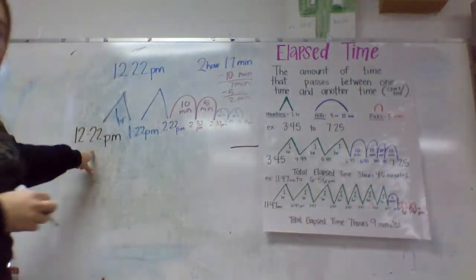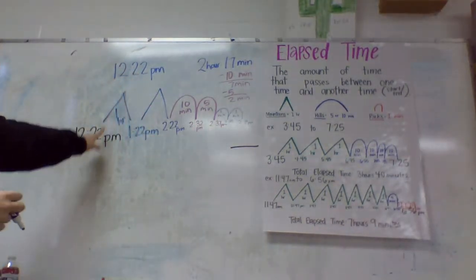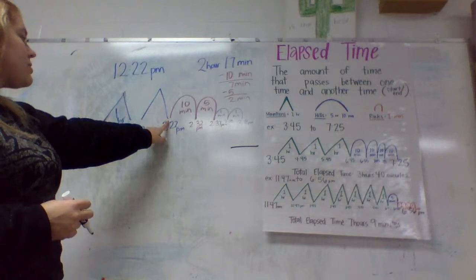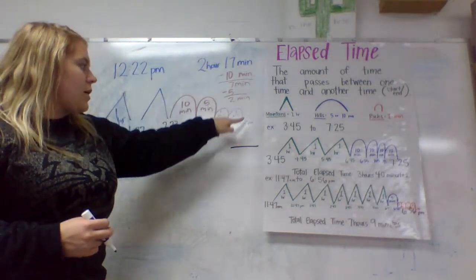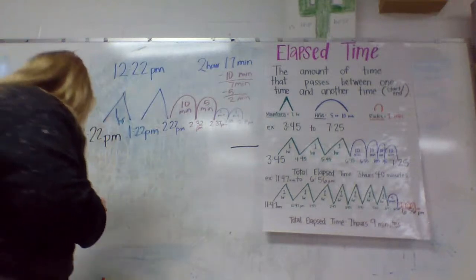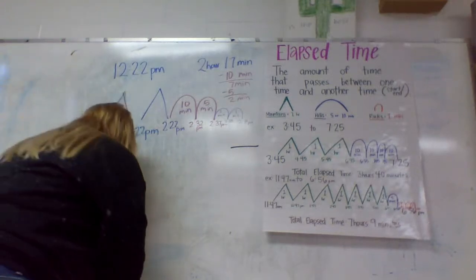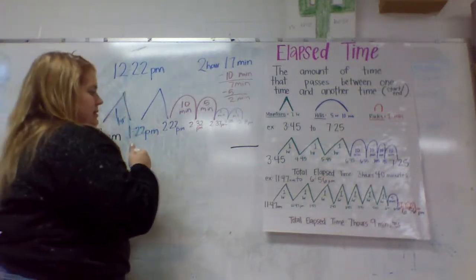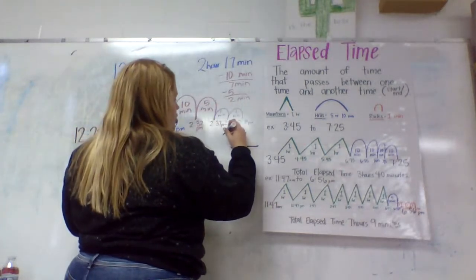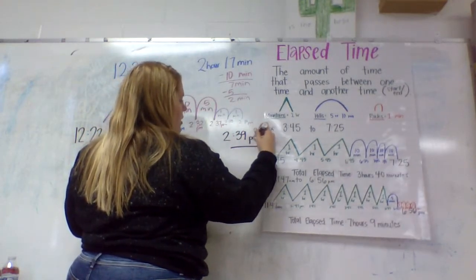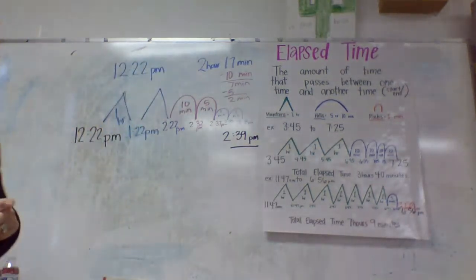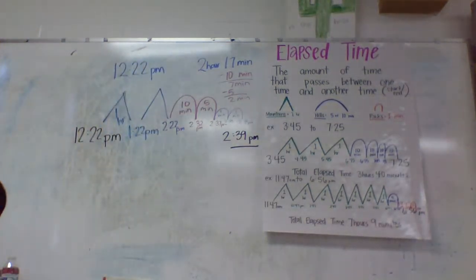So she started baking brownies at 12:22 p.m. She baked for 2 hours and then 17 minutes, 10 plus 5 plus 1 plus 1. So the time that Susie finished baking her brownies was at 2:39 p.m. So that could be what they could tell you.